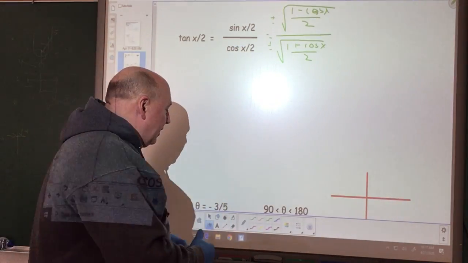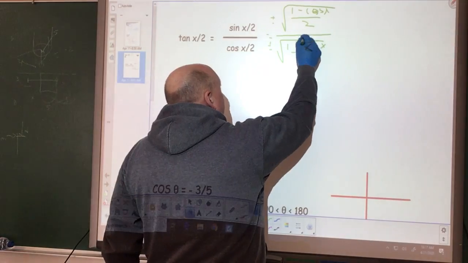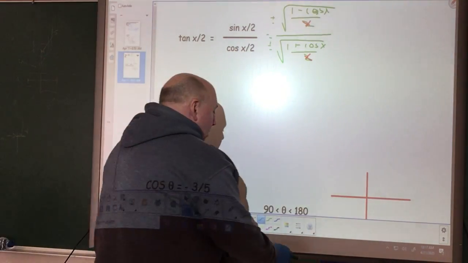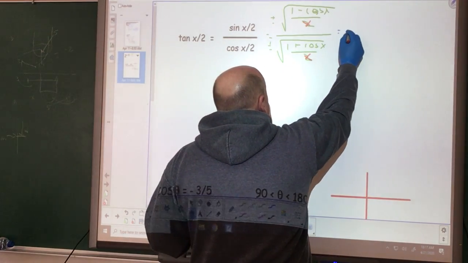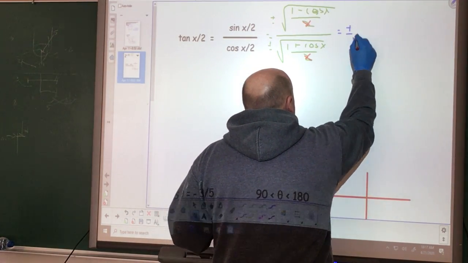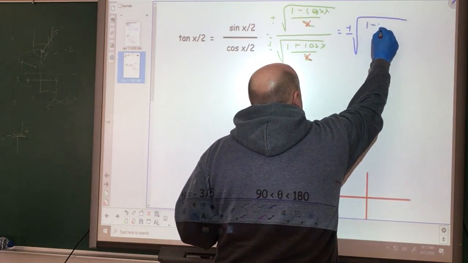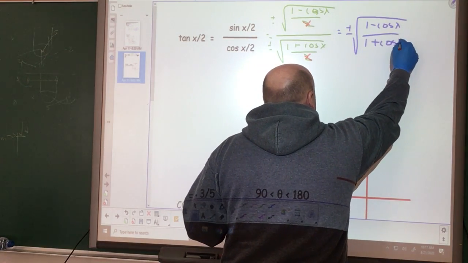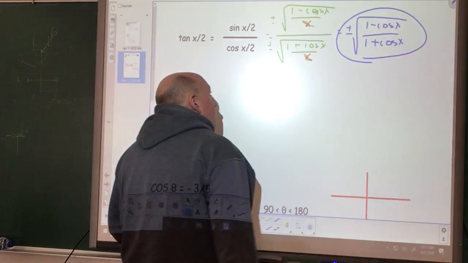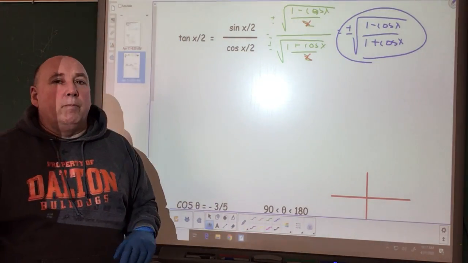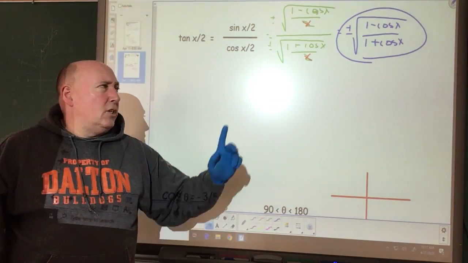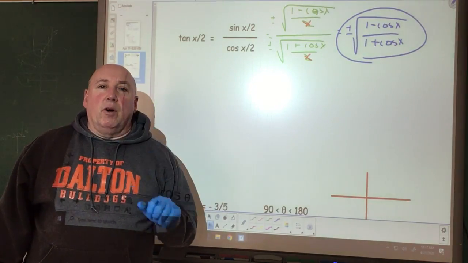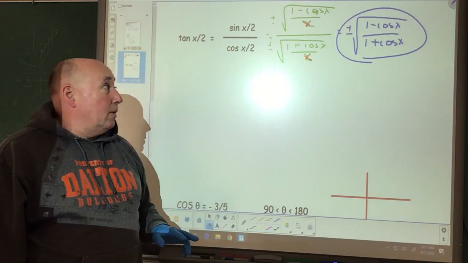What happens with these things is these 2's cancel out for us, and we can combine this as plus or minus square root of (1 minus cosine of x) over (1 plus cosine of x). And this is your tangent of half angle. Now, I do not recommend that you utilize that. And we'll go through 2 other alternate formulas for the tangent of half x.